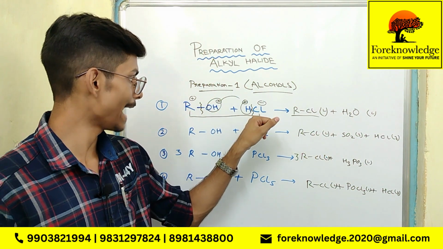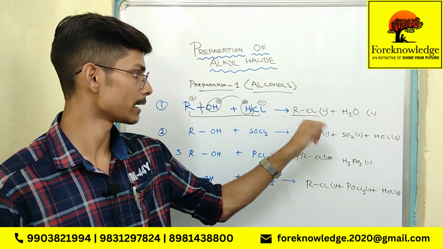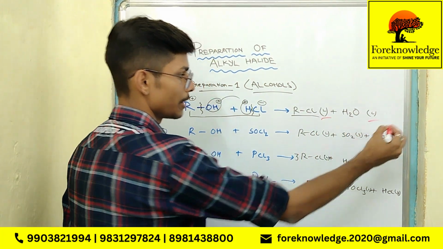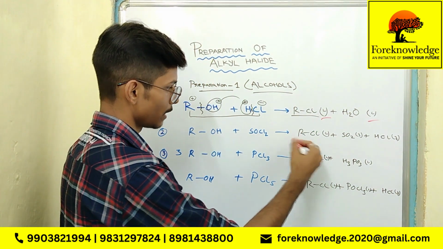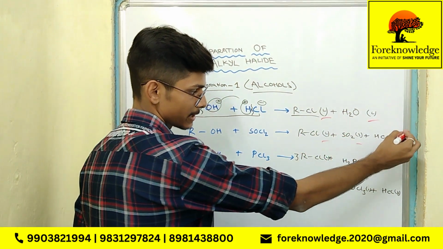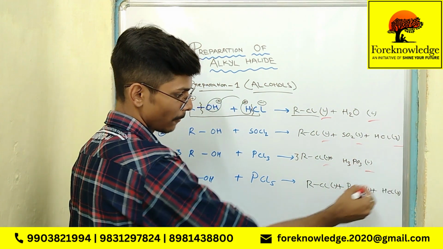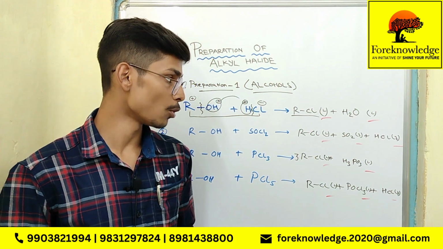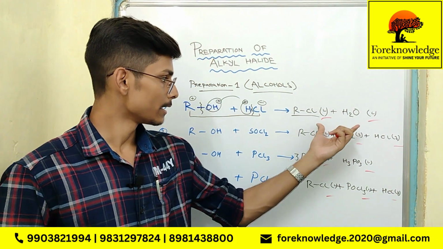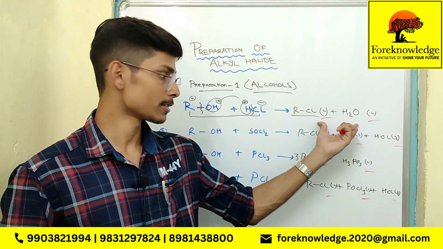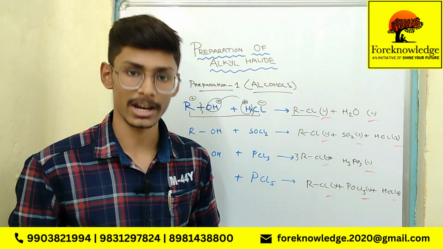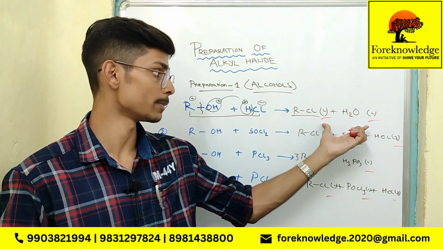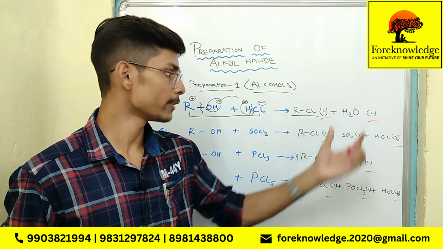When you are reacting HCl with alcohol, you are getting RCl in liquid form, and also H2O in liquid form. Second one, liquid form, gaseous form, liquid form. Third, liquid, liquid. Now tell me one thing, which one is more cost effective? It is very difficult or it is costly for liquid extraction. Like in industry, it will become more difficult, or it will become costly for liquid extraction.